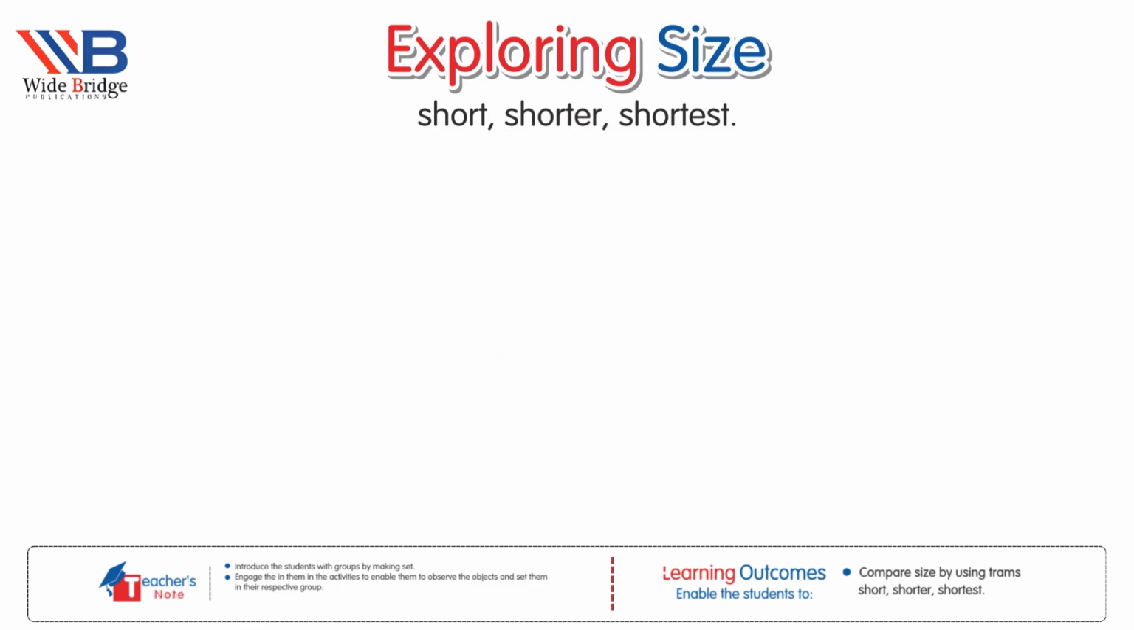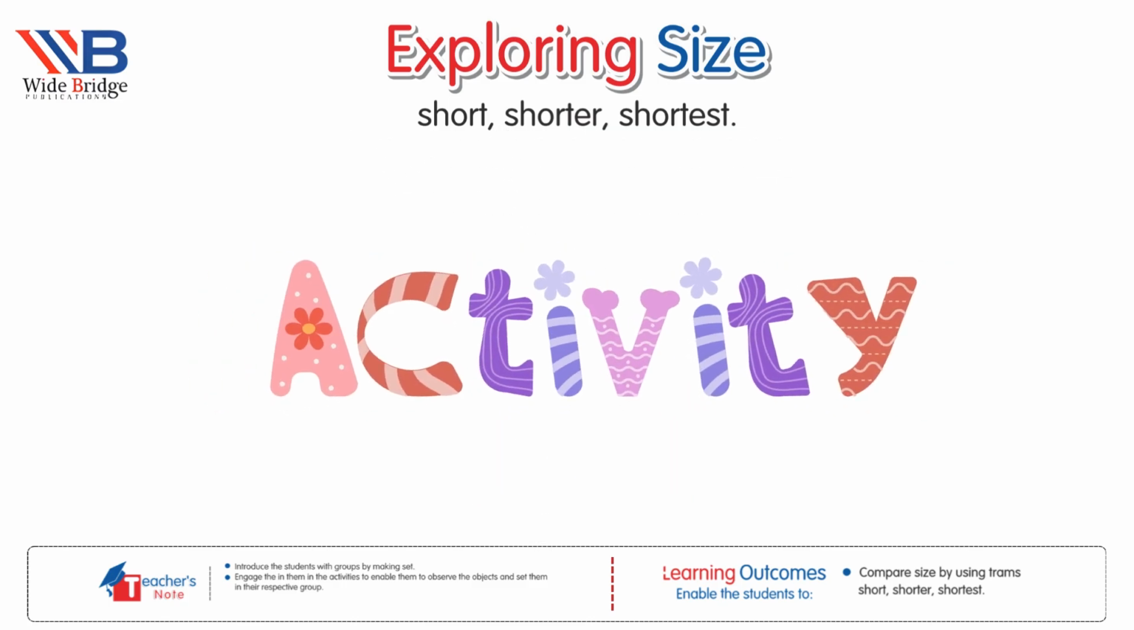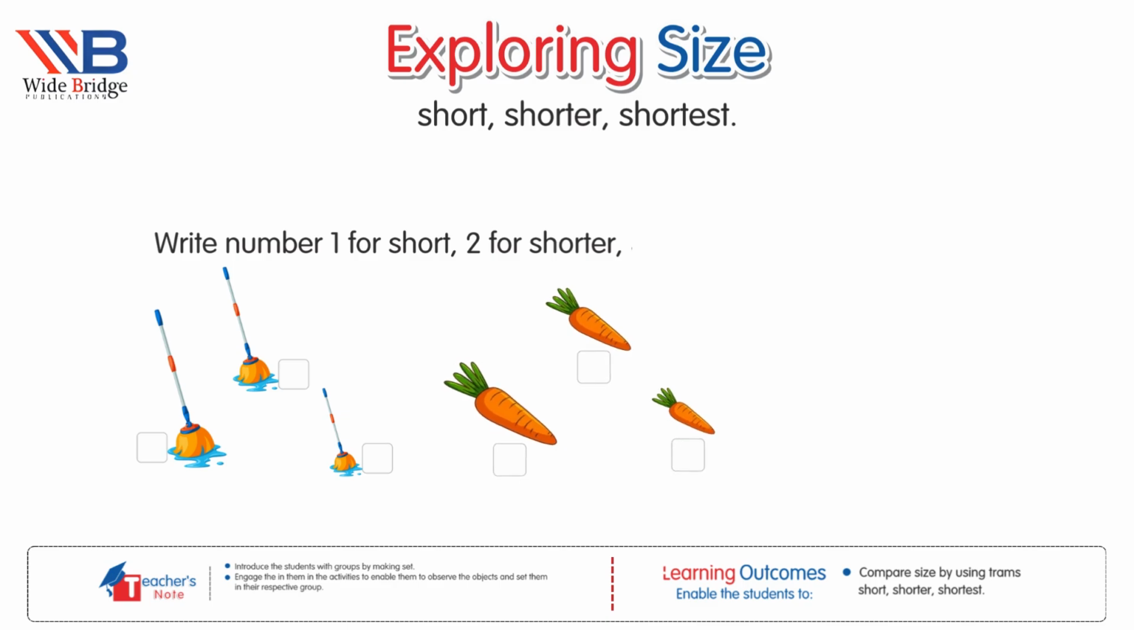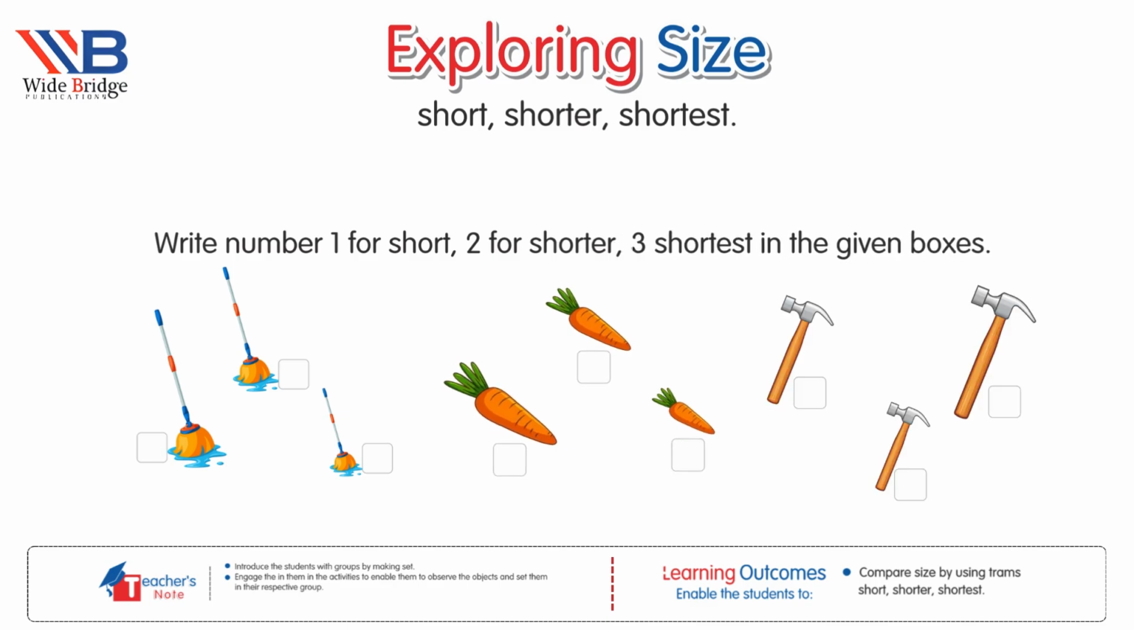Now, let's have another activity. Write number 1 for short, 2 for shorter, and 3 for shortest in the given boxes.